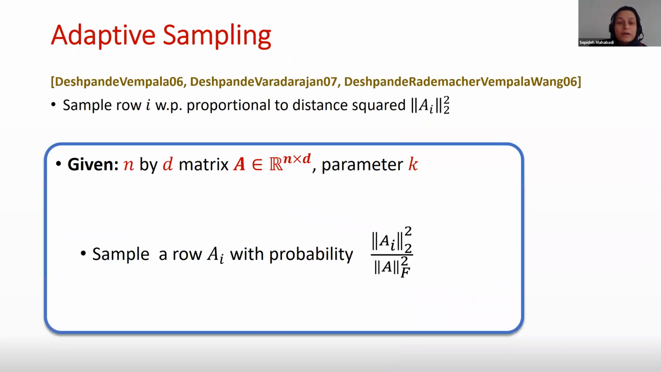So here, let me then define adaptive sampling more precisely. In the first round, we would like to sample a row of the matrix with probability proportional to its squared norm.